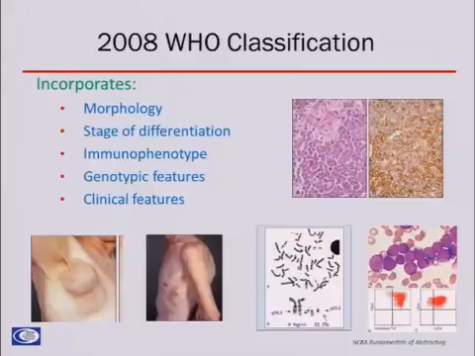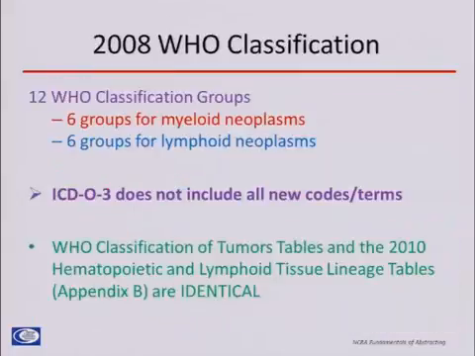These are genetic alterations and aberrations, and then just some stains on the top, just so you know what that stuff is. So the 2008 WHO classification grouped the myeloids and the lymphoids into two different groups. And again, the ICD-O-3 does not include a lot of these new codes and terms, so don't use it. What's in that WHO Blue Book is identical to what's in the database and in the manual.